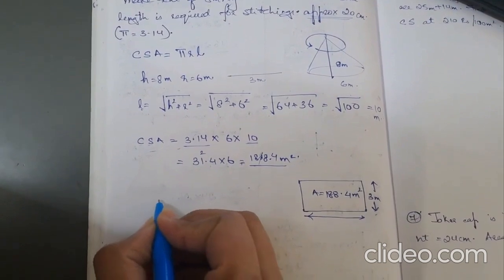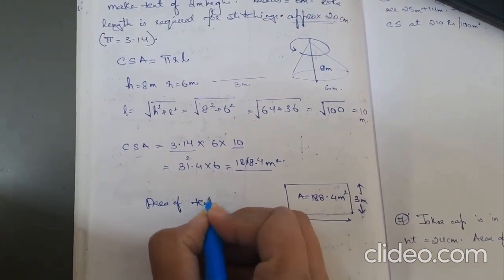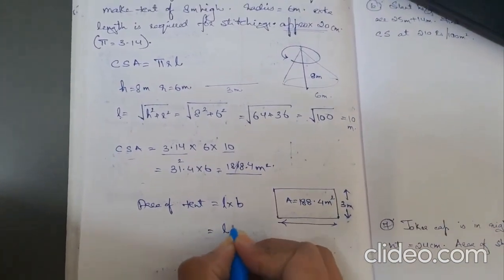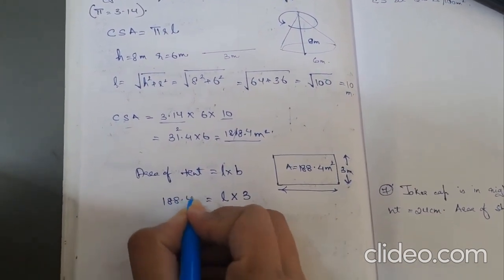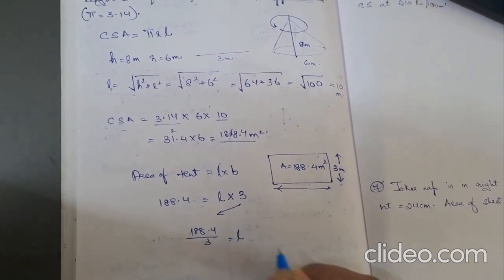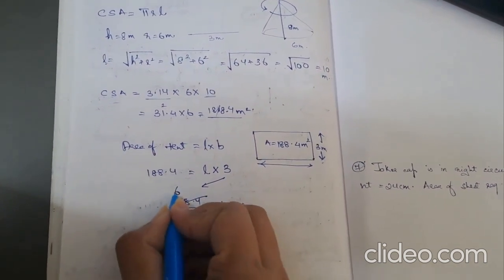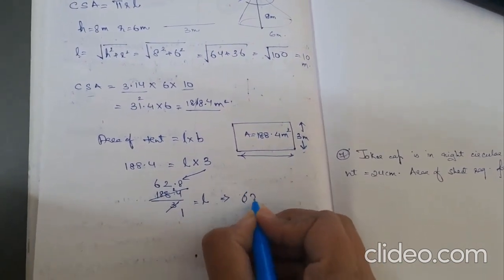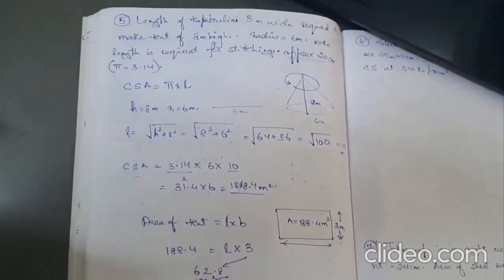So here let's calculate the value as the area of the tent. Area of the tent is equal to length times the width, and the length I do not know. Let the length be L, and the width is given as 3. The area being 188.4, this goes to the other side. 188.4 upon 3 is equal to the length. When I simplify it, 3 1 times, 3 6 times, then 3 2 times, and then 0.8. So 62.8 meters would be the value of it.